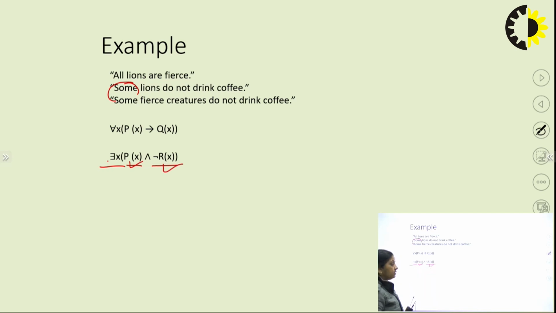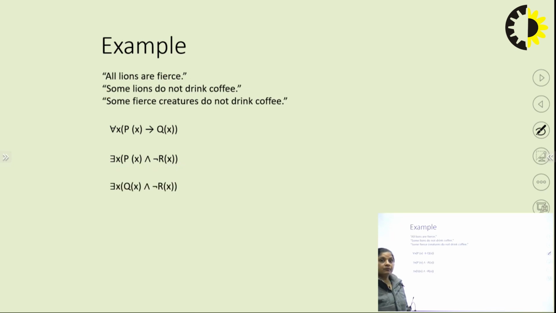Now the third statement. See what we are doing: we are representing our knowledge in terms of predicate logic. We are taking predicates depending on our requirement. For example, my requirement was to check x is a lion. I am not saying x is a goat, and we are not talking about whether a goat is fierce or not. My condition is on the domain of animals: if x is a lion, then x is fierce.